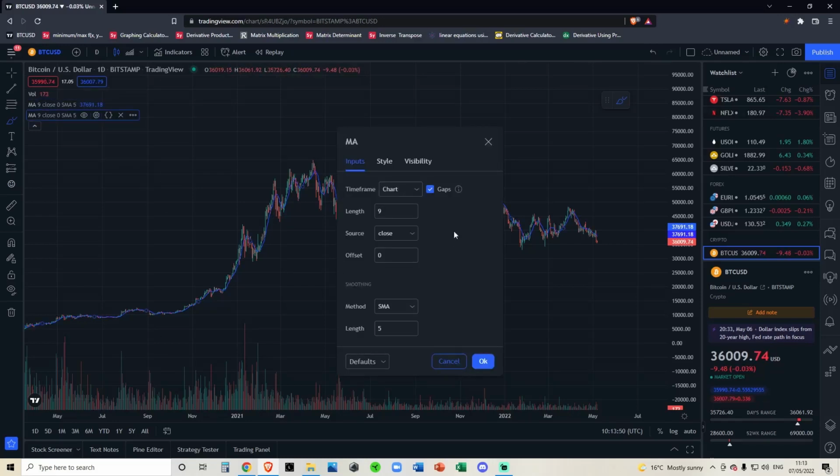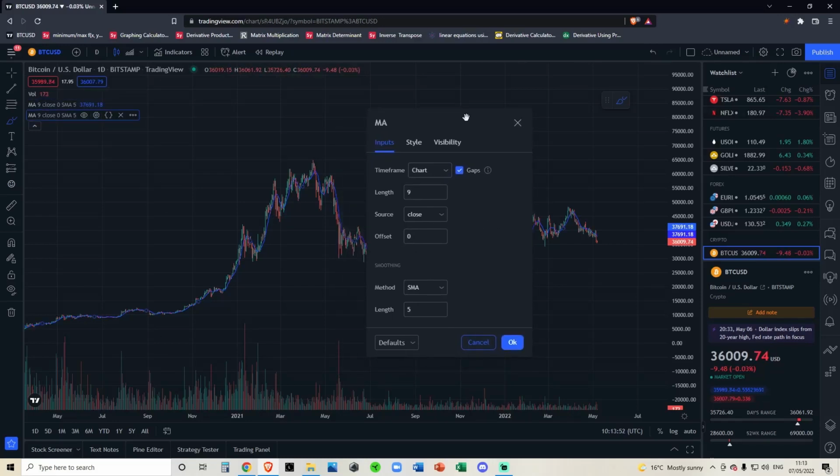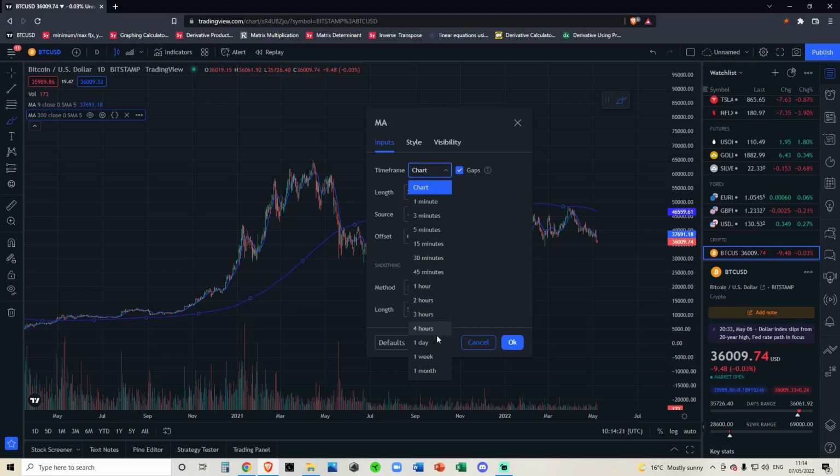Now, if this is your first time using moving averages on TradingView, if you come down to the methods down here, you might notice that it says EMA, which stands for exponential moving average, instead of SMA, which is the simple moving average. You'll want to switch this over to SMA for both of these moving averages. Now, we're going to go into the length and type 200 to get the 200-day simple moving average. And we're going to click on the time frame of the chart and click on daily.